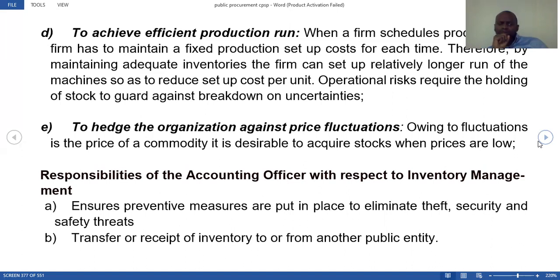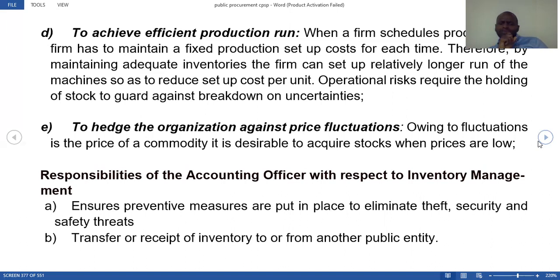Then the other thing is to hedge the organization against price fluctuation. Remember, in the market, the forces of demand and supply are the ones that really determine the prices of commodity. And as an organization, it is very important to be able to hedge yourself from these fluctuations of prices. That is why most organizations tend to buy products when the prices are low, so that they can hold those products and later sell them when the prices stabilize. And one of the reasons is to be able to maximize when it comes to issues of profitability.